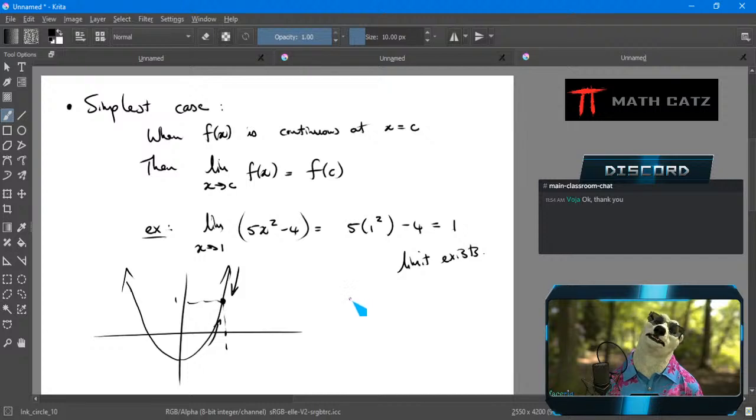So we always hope for the simplest case, right? We have literally nothing to do. Asking for the behavior when the function is continuous at that x value of interest is the same as just asking for the y value. The behavior is an unnecessary layer when the function is so simple.